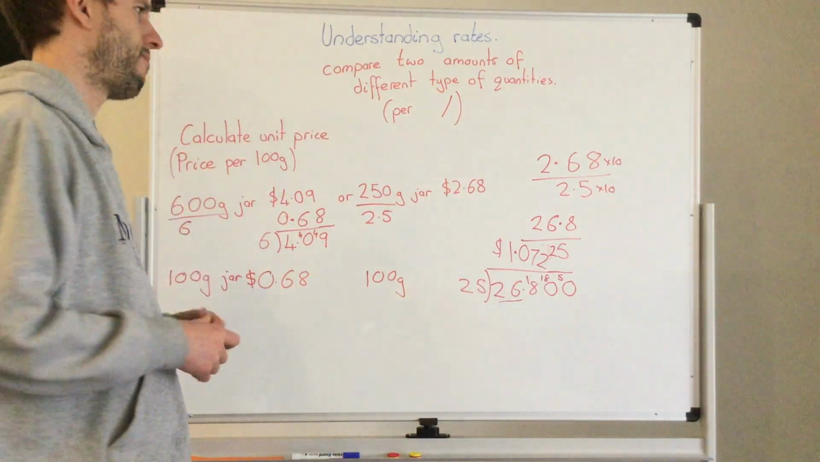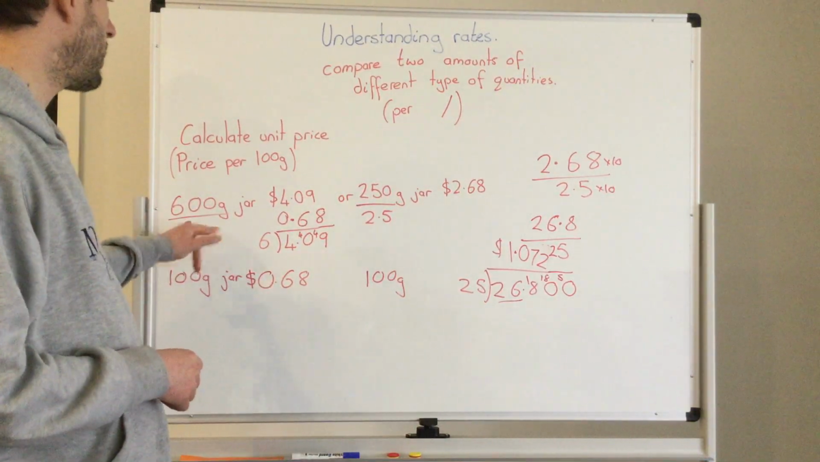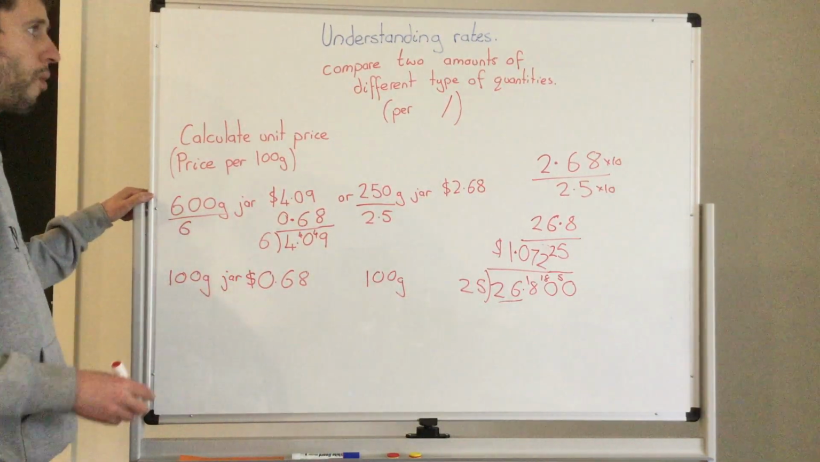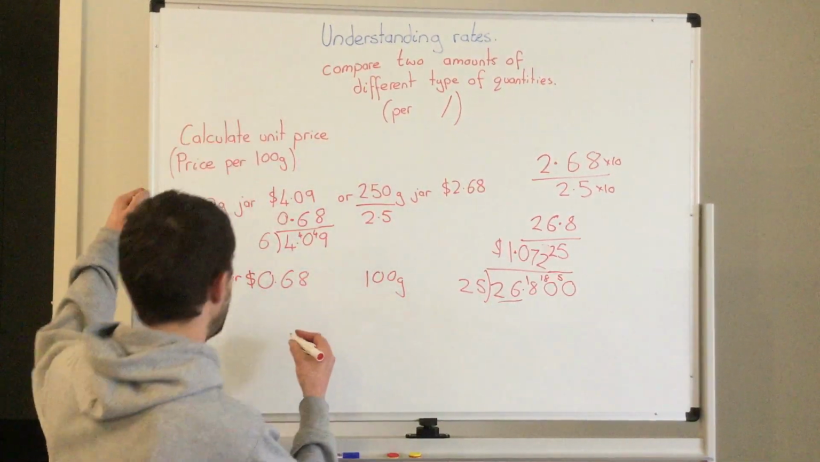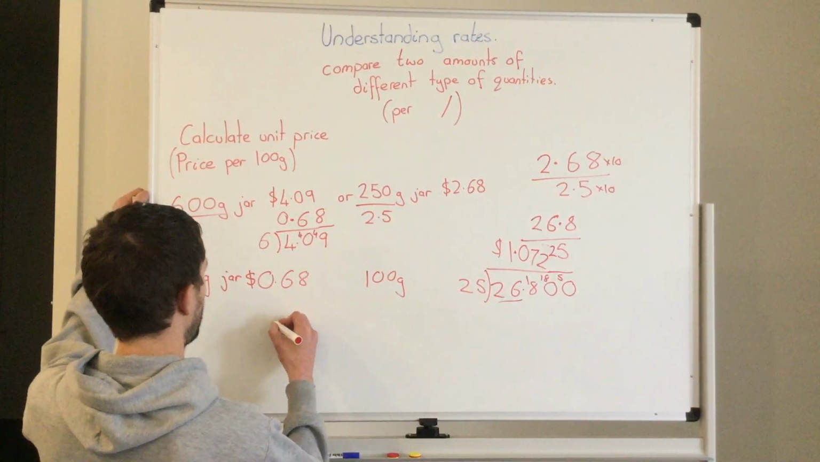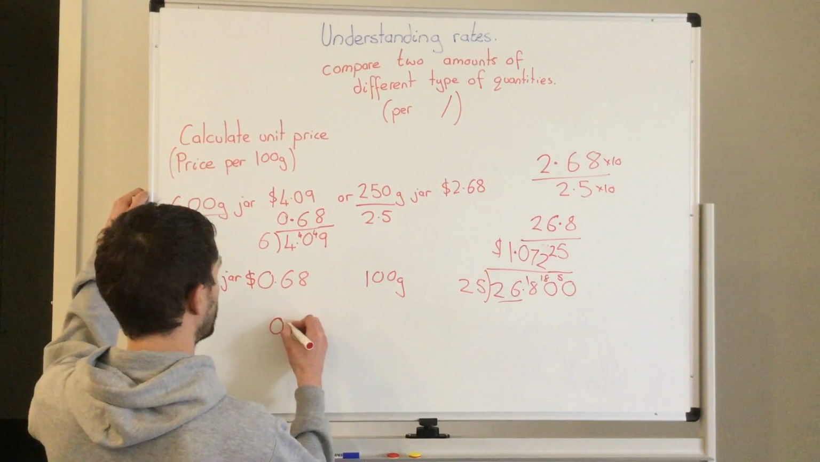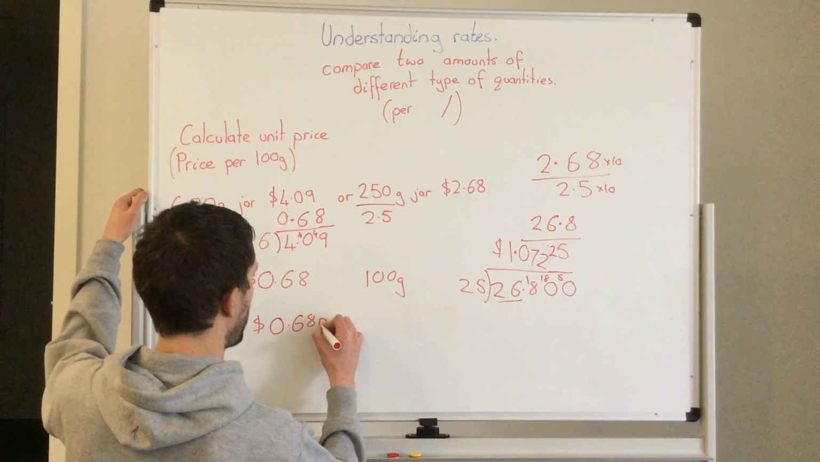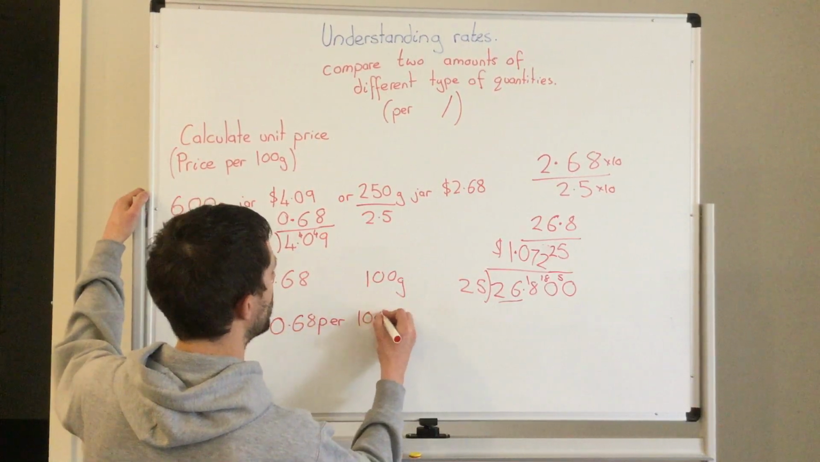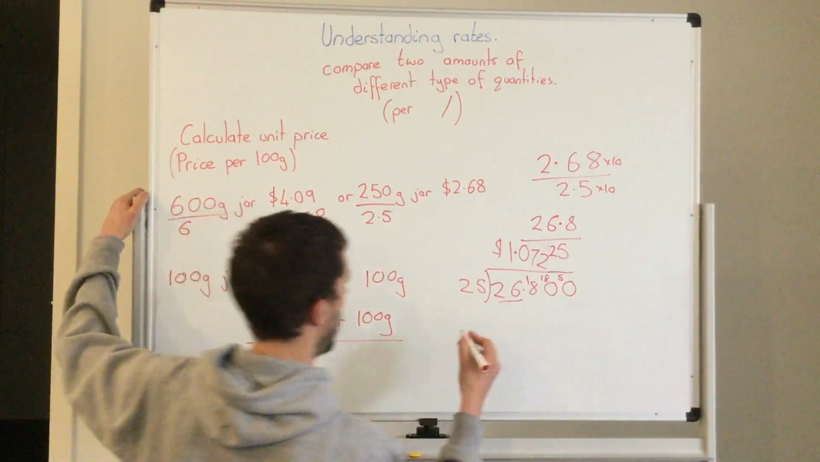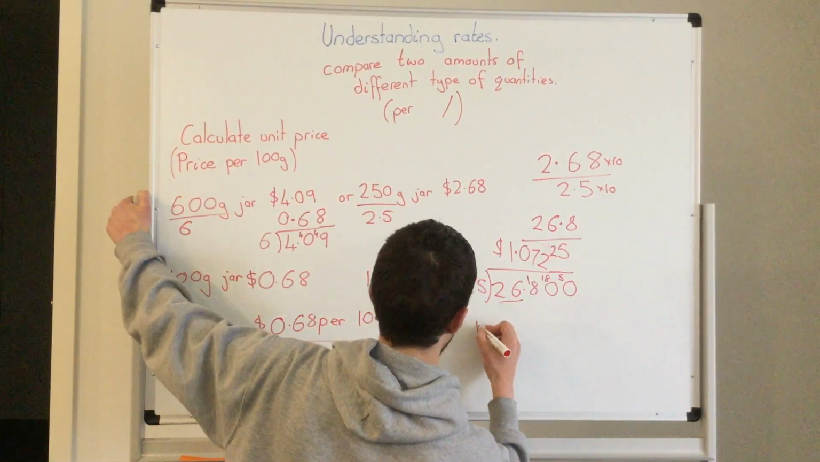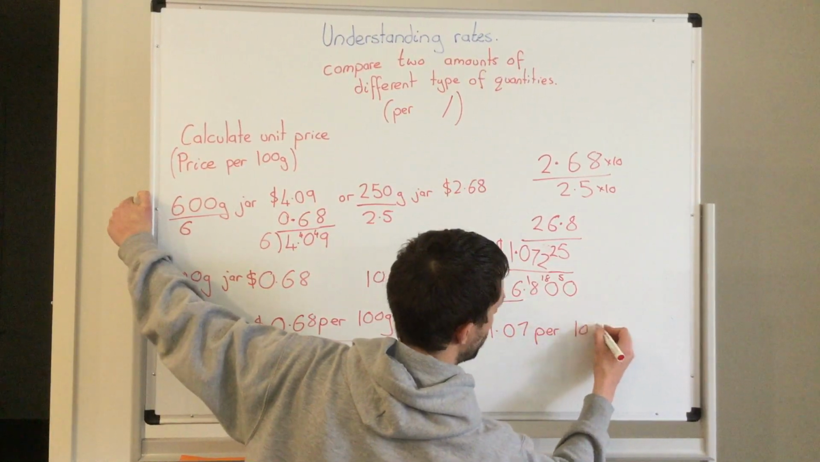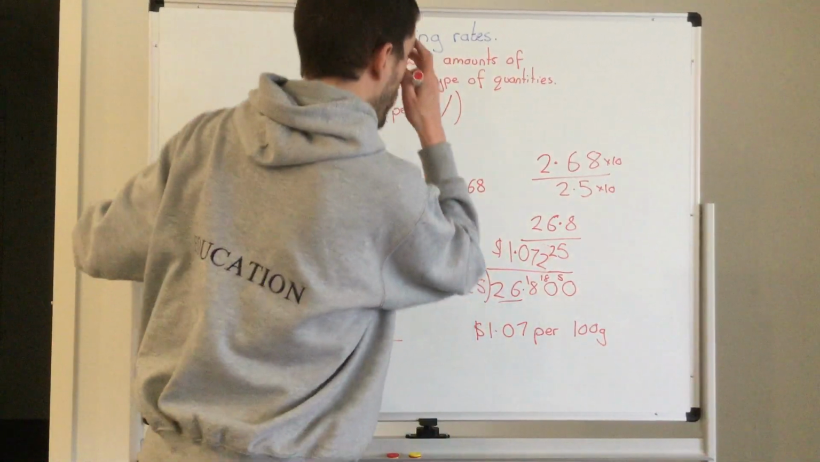So there you have it. That shows us that the 600 gram jar is a lot better. Now, the way I would write this is $0.68 per 100 grams, and $1.07 per 100 grams. Hopefully that helps you understand rates.